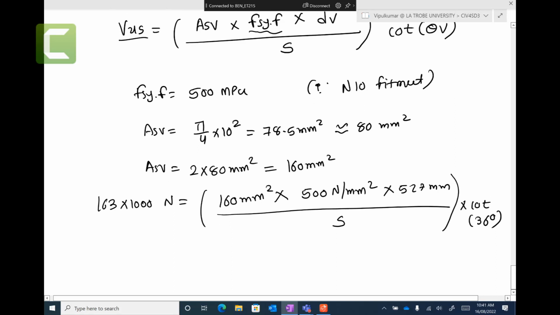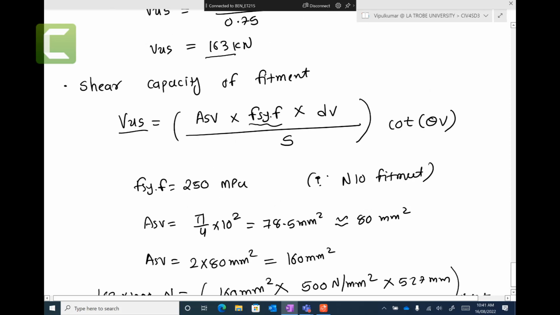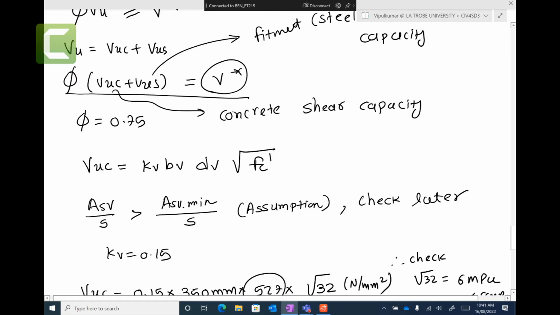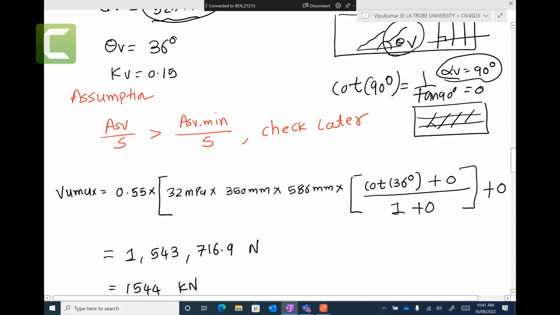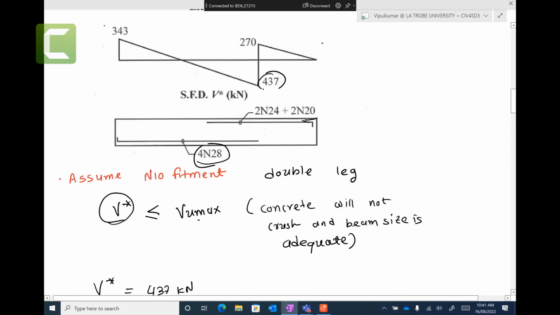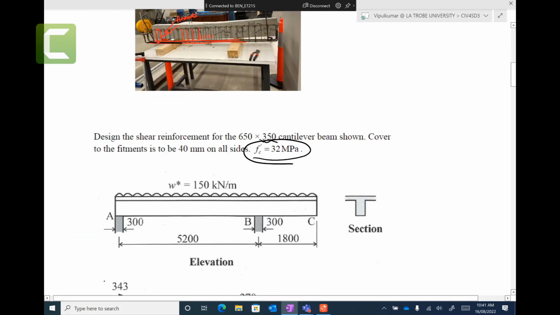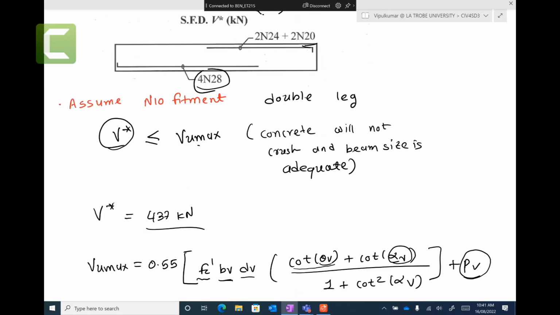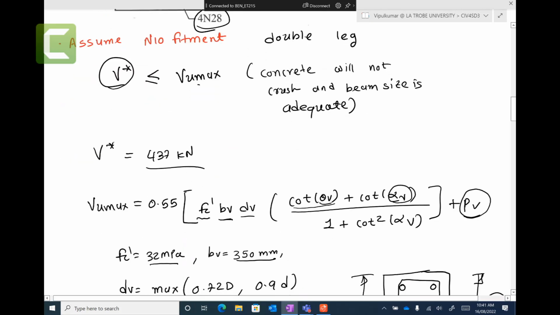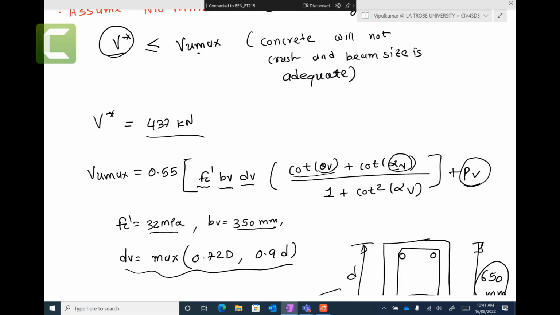Yeah, so I think for these examples it is better to use the 250 megapascal. That would be good. I think we need to make some changes here. Please just keep it R10 fitments, double-legged, 437 kilonewtons.